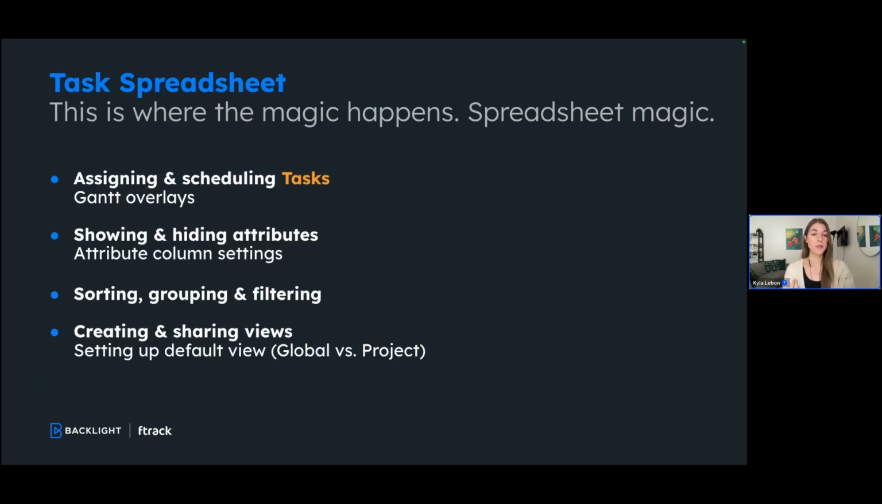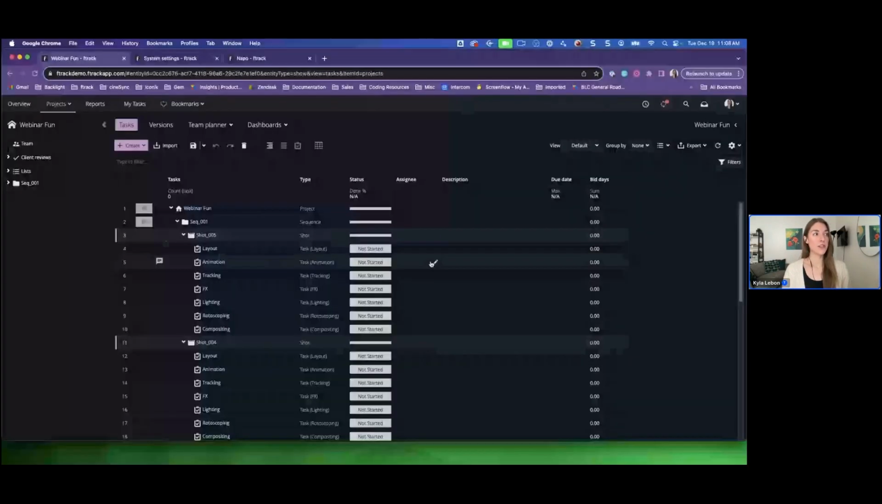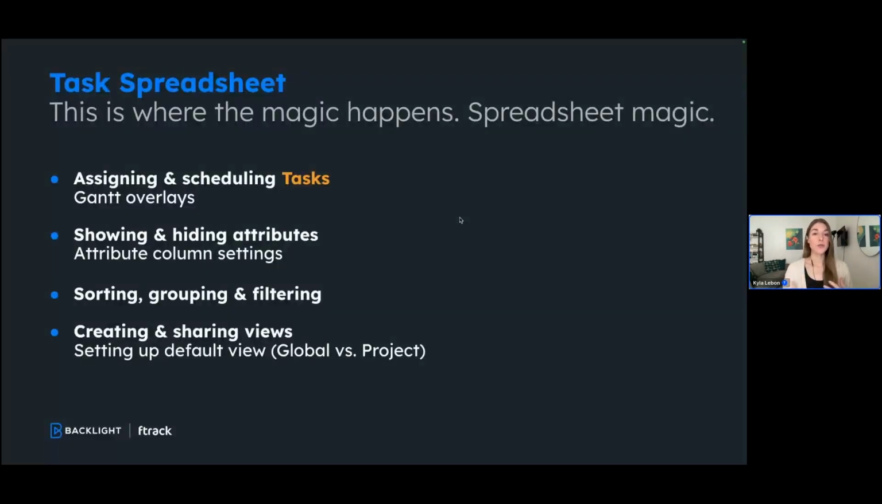So when we're talking about attributes in Ftrack, that is referring to these columns here that are going to be holding all of the information that you need to track against your tasks and your objects. So things like your due dates, who's assigned to it, what status it has, and you can add and remove these to the task spreadsheet depending on what information you need to be able to see. We're also going to go over how to sort, group, and filter all of the information that is in your task spreadsheet so that you can find whatever is relevant to you more quickly. And of course, you can also then share all of that information out by creating different views and saving them.